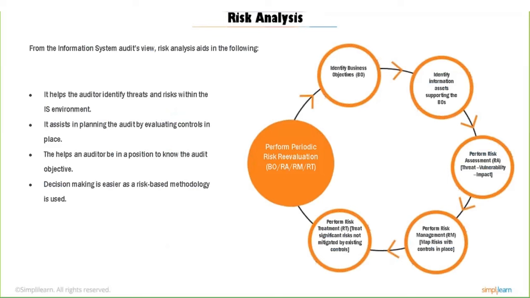Once you get the knowledge of those vulnerabilities and threats, you can evaluate. Say I find there is a vulnerability related to access control, so a person can easily enter your system without getting authenticated properly. In that case, you can evaluate the controls. This is a vulnerability; do you have any controls in place related to it? Then you can evaluate the controls in a better manner. This helps the auditor know the audit objective, and decision making is easier as a risk-based methodology is used.